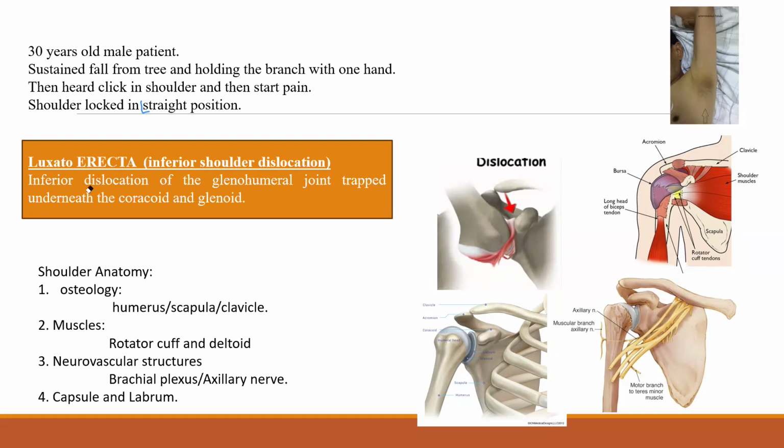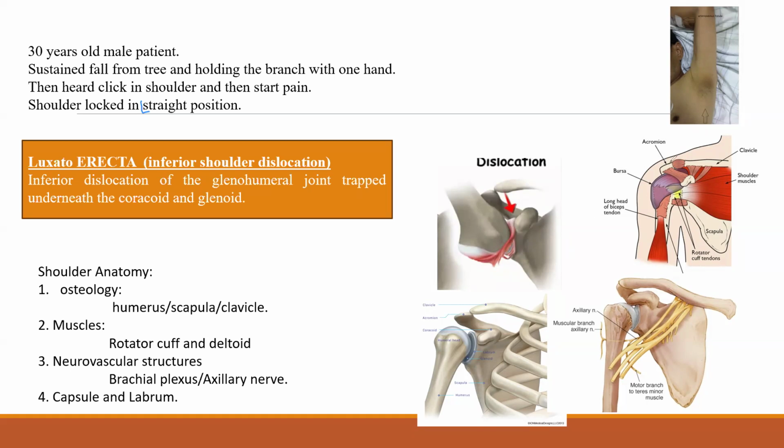So how will you define it? It is inferior dislocation of the shoulder or glenohumeral joint, and the head of the humerus is trapped underneath the coracoid and glenoid. So this is how the presentation is. If you see here, this is the head of the humerus, which is directing inferiorly below the glenoid.